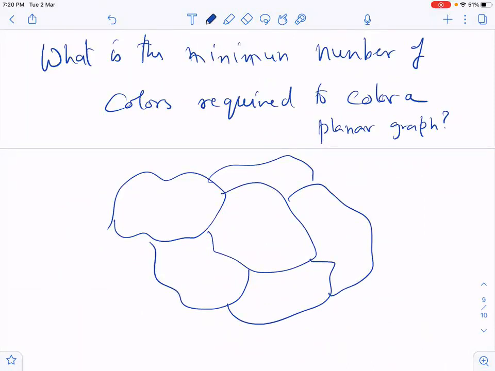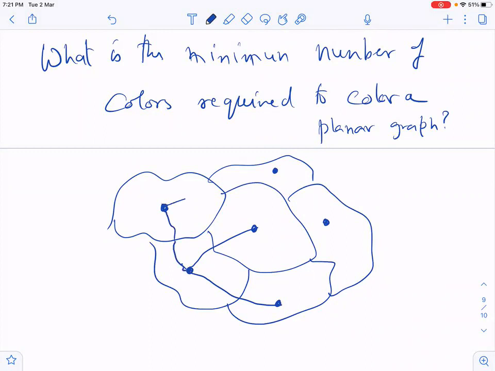Now every state can be represented by a vertex, right? And I can draw an edge between any two vertices if the states that they're representing are adjacent or have a common border, right? Because if I have a common border, then I can go to the border. You can think of them as capitals of these particular states, right? I can drive from the capital to the border, and from the border I can go to the other state.